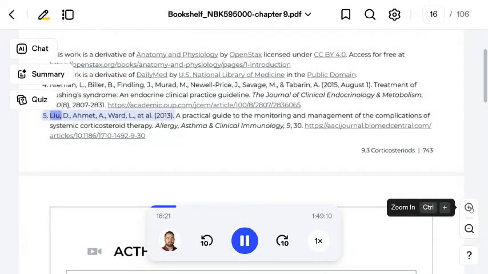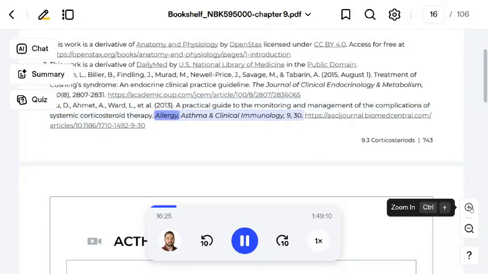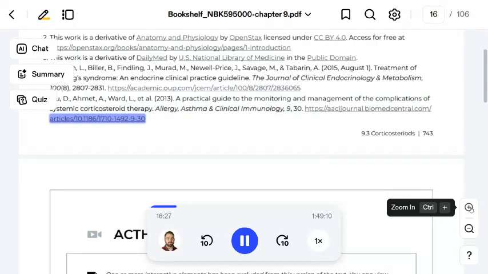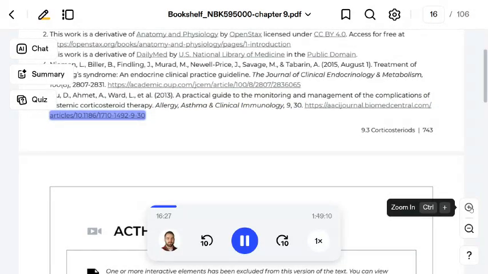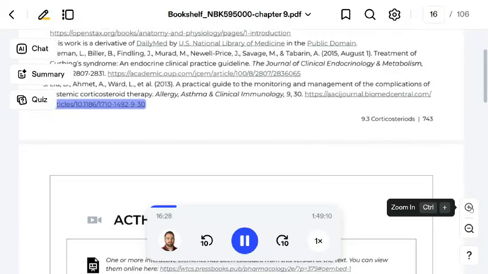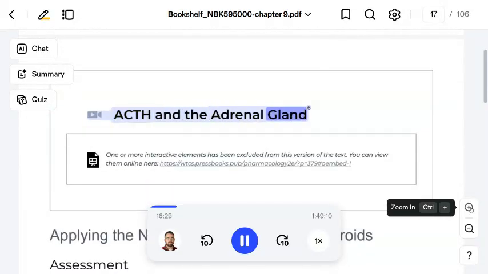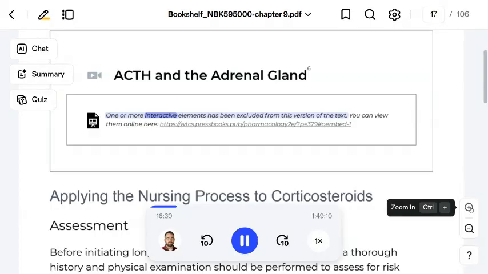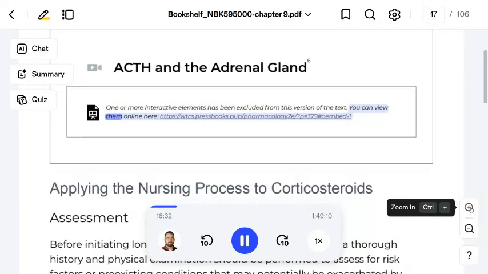5. Liu D., Ahmet A., Ward L. and others. A Practical Guide to the Monitoring and Management of the Complications of Systemic Corticosteroid Therapy. Allergy, Asthma and Clinical Immunology, 930. Articles 10-1186, 1710-1492 930. 6. ACH and the adrenal gland. One or more interactive elements has been excluded from this version of the text. You can view them online here.